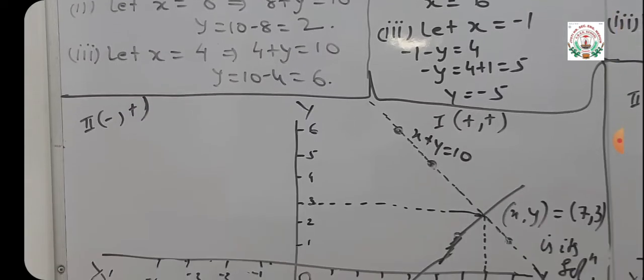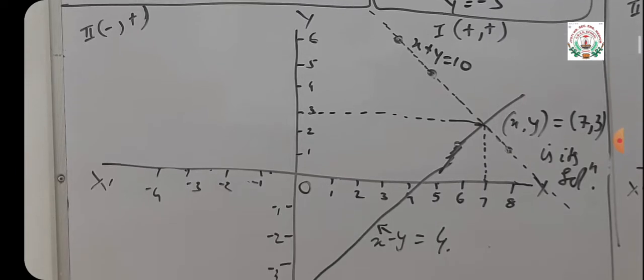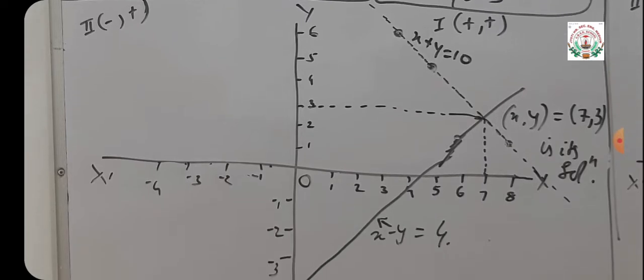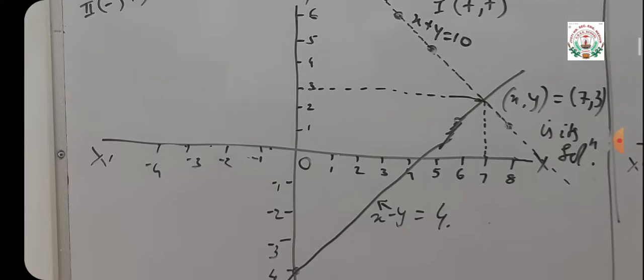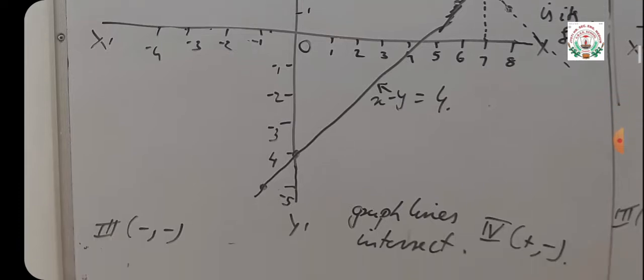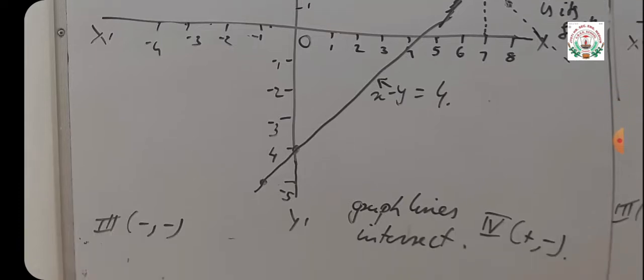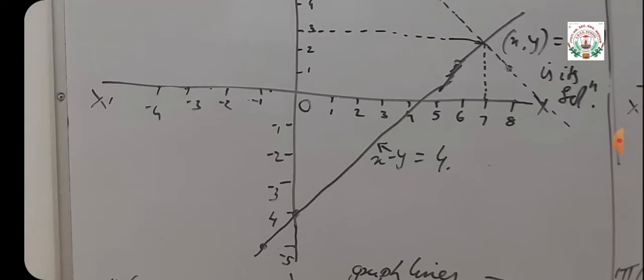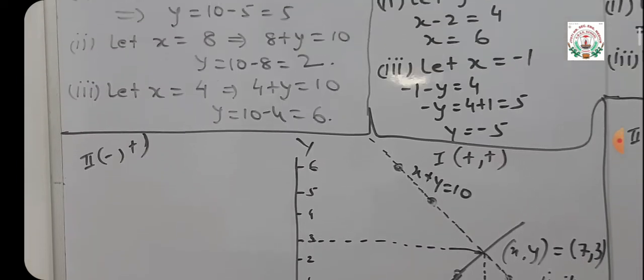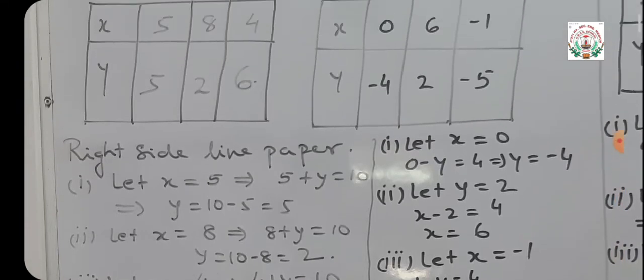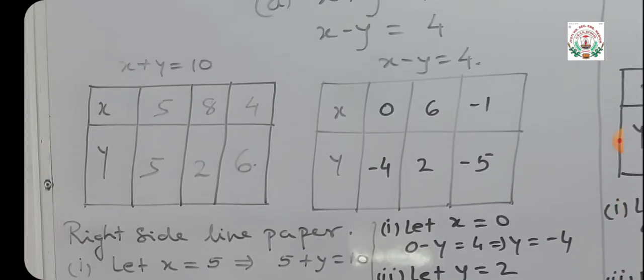Now we have to plot the graph. So the x-axis is the horizontal line and the y-axis is the vertical line. In the first quadrant, both x and y will be positive. In the second quadrant, x will be negative and y will be positive. In the third quadrant, x and y both will be negative, and in the fourth quadrant, x is positive and y is negative.